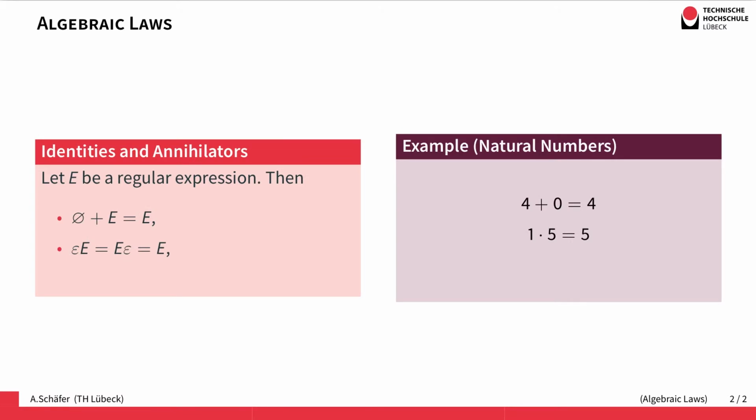Adding 0 or multiplying by 1 doesn't change anything for the natural numbers. And it's the same for regular expressions and regular languages. If we take the union with the empty set, it doesn't change anything, because if we have a regular expression e and we take the union with the empty set, we just take all the elements from the empty set and add them to the set defined by e, and of course that doesn't change anything. So we have the rule that the empty set plus e equals still e.